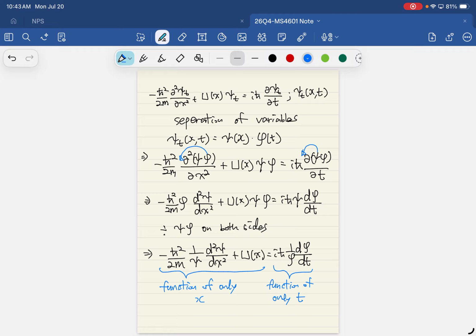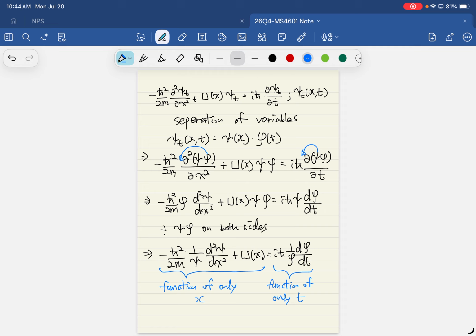Because think about this one. It is a function of only time. What that means is that as we change t, this value can change. But as we change time, does it affect any value here? No, right? And the same thing: this is a function of only x. If we change x, this term can change, but it's not going to have any effect on this right-hand side. Does that make sense? Then how can we make this equal?